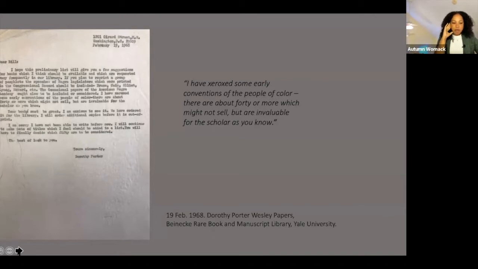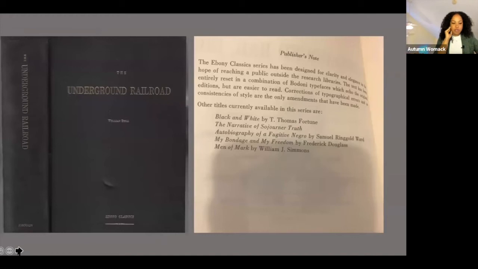So this designation doubled as a code for Black and white readers and ultimately became the point of conflict between African-American publishing houses who were also reprinting and mainstream endeavors like Arno Press. In a prefatory note to their 1970 reprint of William Still's The Underground Railroad, which Arno Press also reprinted, Ebony Classics harnessed the scholarly versus popular divide as they sought to distinguish themselves from Arno Press. In a small contextualizing note printed in the front of the book, they explain, quote, "The series has been designed for clarity and eloquence in a public outside the research libraries. The text has been entirely reset in a combination of Bodini typefaces, which echo the original editions but are easier to read."